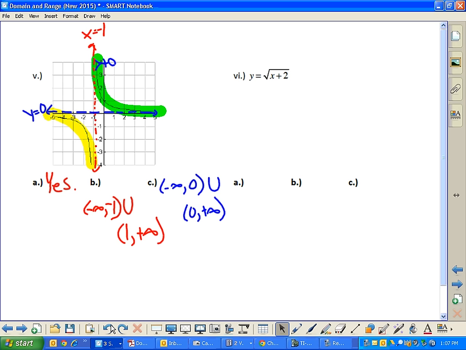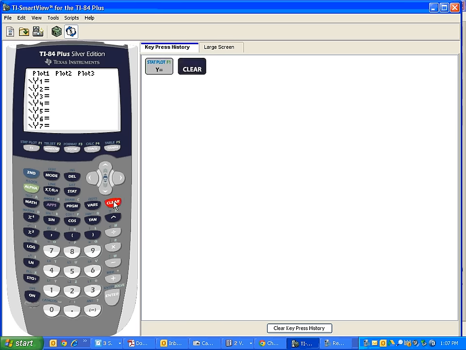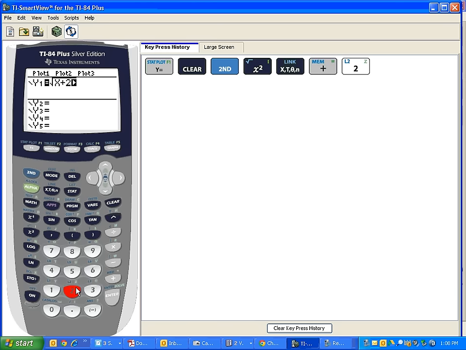And then number 6 there. I'm going to have you go ahead and type that one into your calculator. I'm going to have you try this one on your own, and we're going to talk about it together as a class tomorrow. So how are you going to get a graph? You're going to press your y equals button in your calculator. You're going to do second square root, and it was x plus 2 underneath that radical.